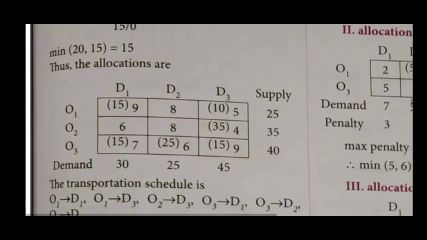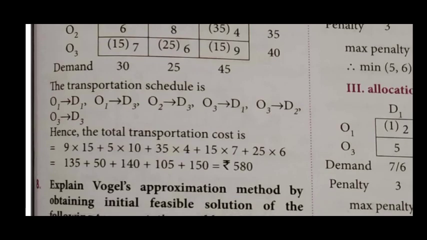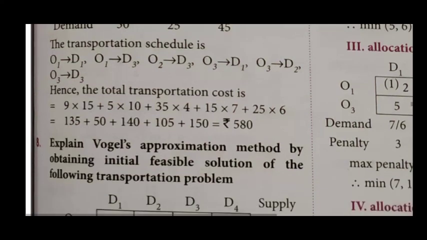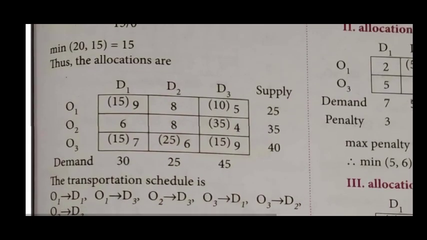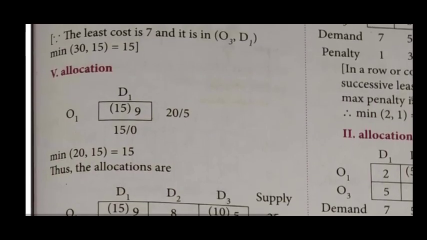After that, the same rules. The transportation schedule is O1 to D1, O1 to D3, O2 to D3, O3 to D2 and O3 to D3. Hence the total transportation cost becomes 580. Okay, so this is the way we are finding the transportation cost by using the northwest corner rule as well as this method, the least cost method.